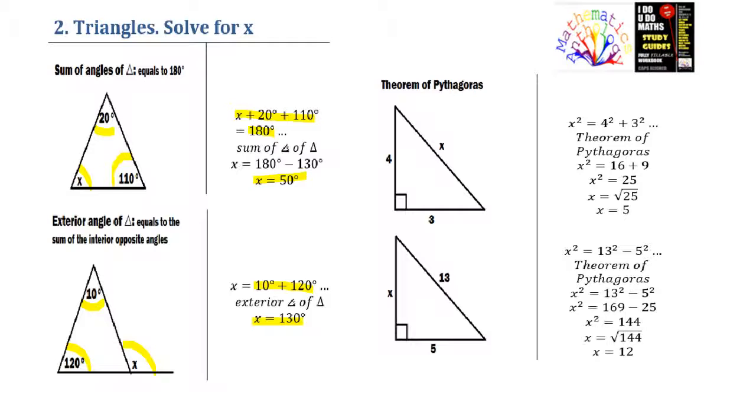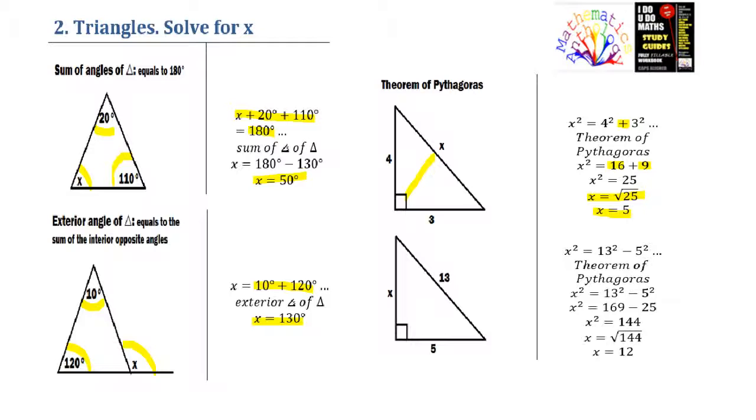The theorem of Pythagoras is used to solve for sides of a right angle triangle. So here we are given x as the hypotenuse because it's opposite the 90 degrees. If x is opposite the 90 degrees, we will add in the theorem of Pythagoras. So x squared is equal to 4 squared plus 3 squared. 4 squared is 16, 3 squared is 9. 16 and 9 is 25, so x squared is 25. x will be the square root of 25, which is 5.